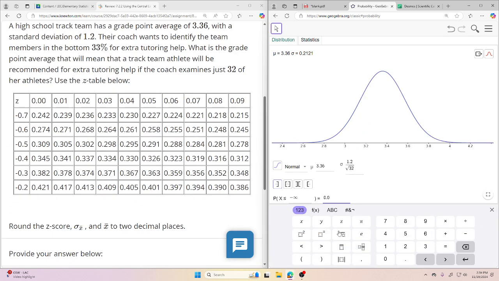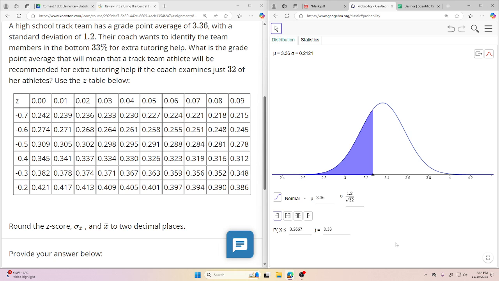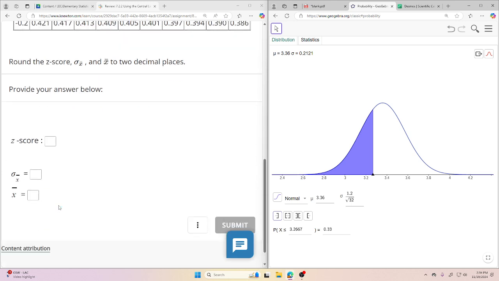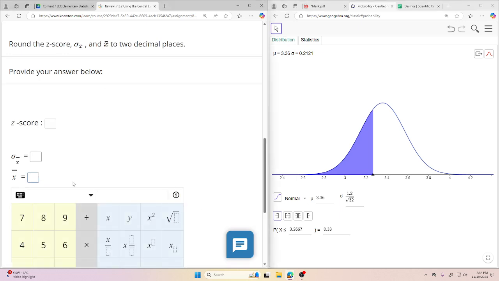Oh, I need to do the bottom 33 again. There we go. So that's my guess. That's what I'm thinking that I need to do. So let's see what I need to do to put it down here. This answer is 3.27. That's what I need.